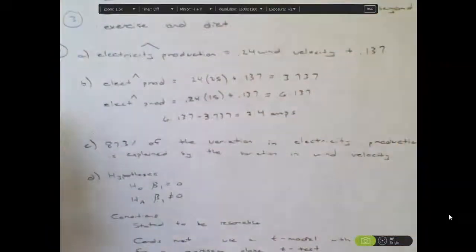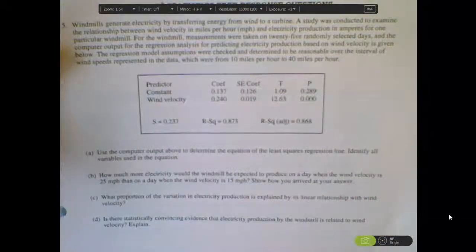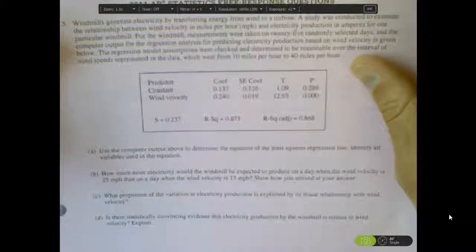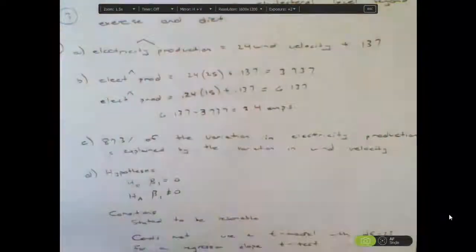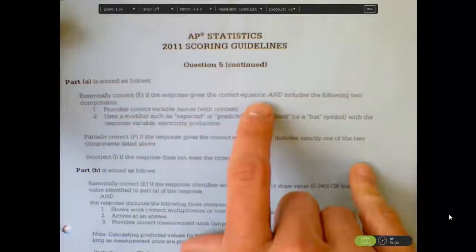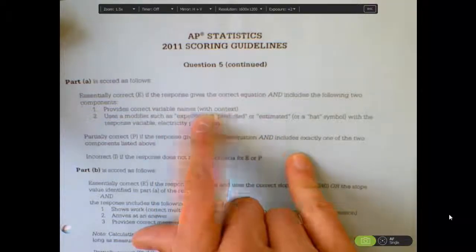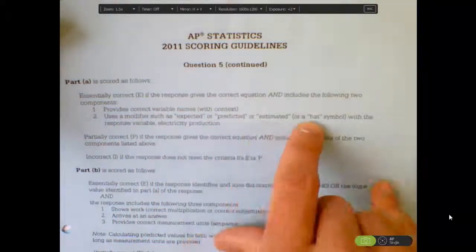Nice question. We'd be lucky to get something like this on your AP exam. Okay, in part A, you just need to be able to take this computer output and write the least squares regression line equation, which is pretty simple skill in my opinion. We definitely need to be able to do that. The one thing you got to be careful of is little things that can cost you credit here on a question like this. So part A, it's essentially correct if you give the correct equation and provides the variable names with context, or uses a modifier such as expected, predicted, or estimated, or hat symbol.